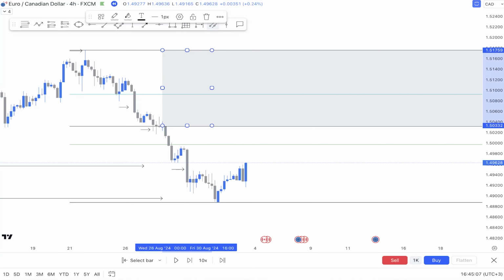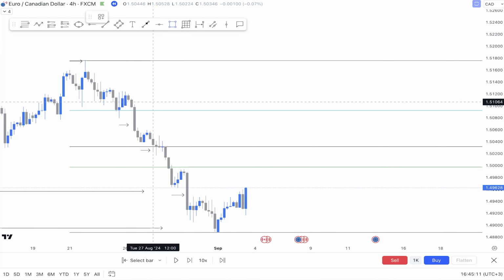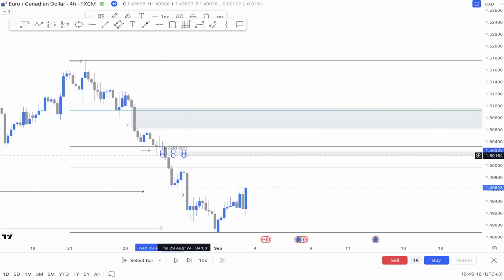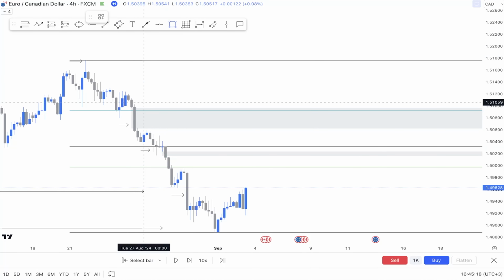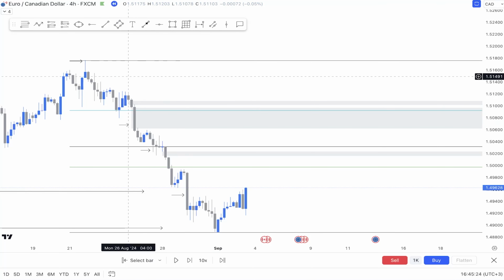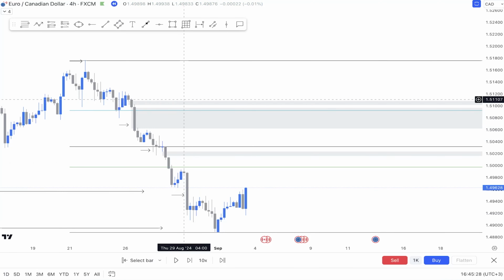And now I need to see if we have imbalance. The answer to that is yes, we do. Real quick, we have imbalance right here. We also have imbalance here. We also have some more imbalance right here. So the answer to that is yes. We had an impulsive move towards the downside, so we can definitely take this range into consideration.